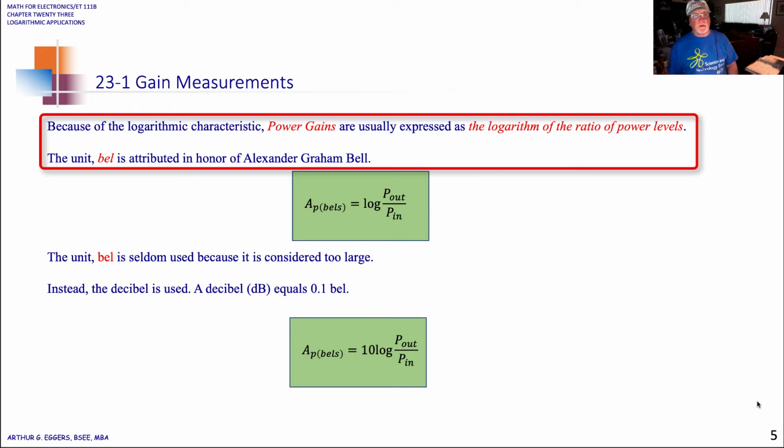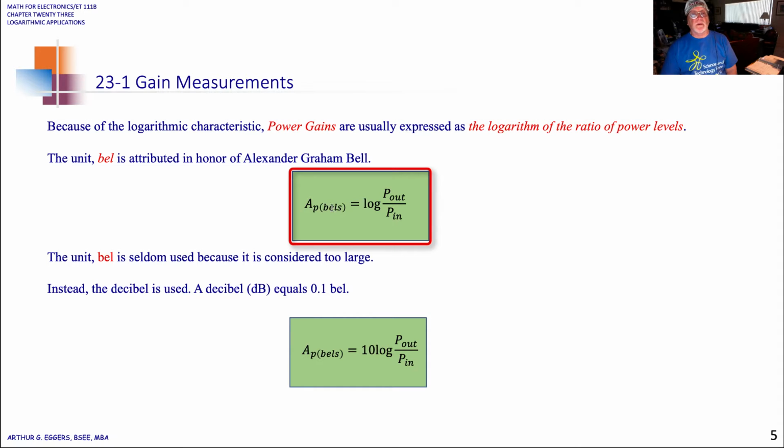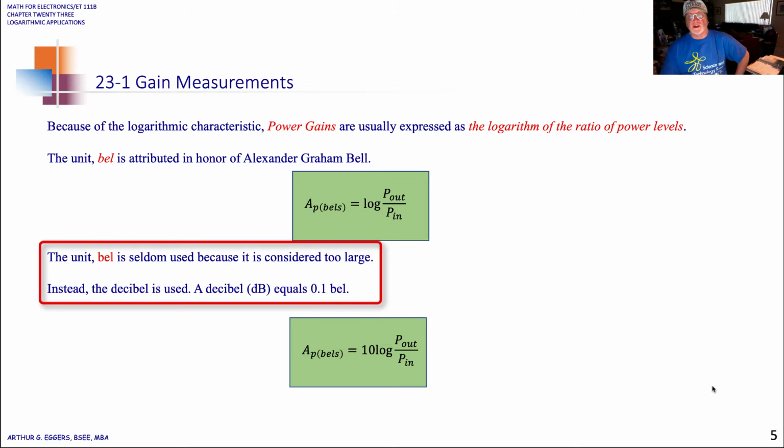So if we set up that ratio, power out over power in, and take the log of that, what we get back is something called the bel. We get an attenuation of power in the bel measurement. Unfortunately, the bel is too large of a unit for our applications. It's not practical. So we have to step it down a little bit, and we use something called the decibel. The decibel is used instead, which is 1/10 of a bel.